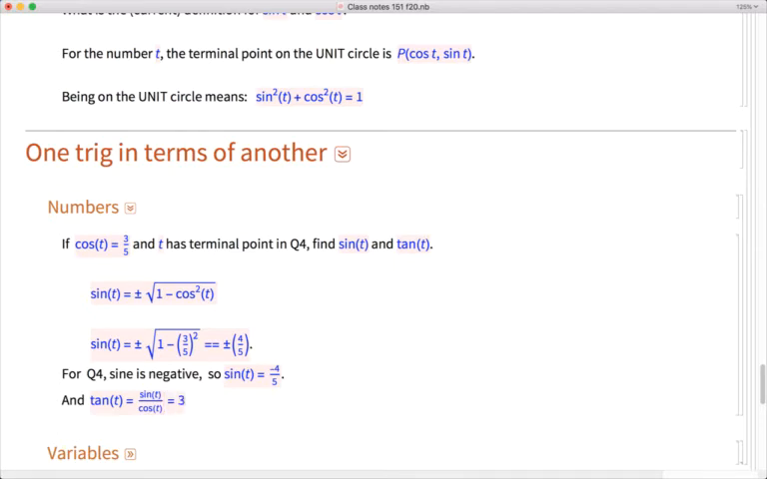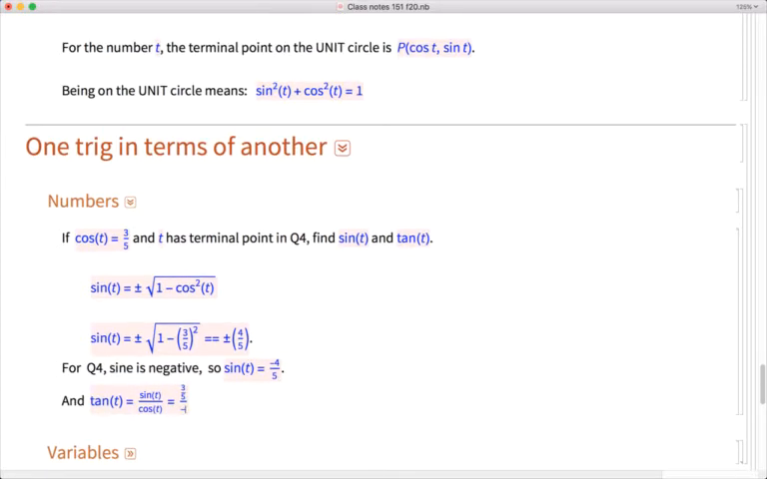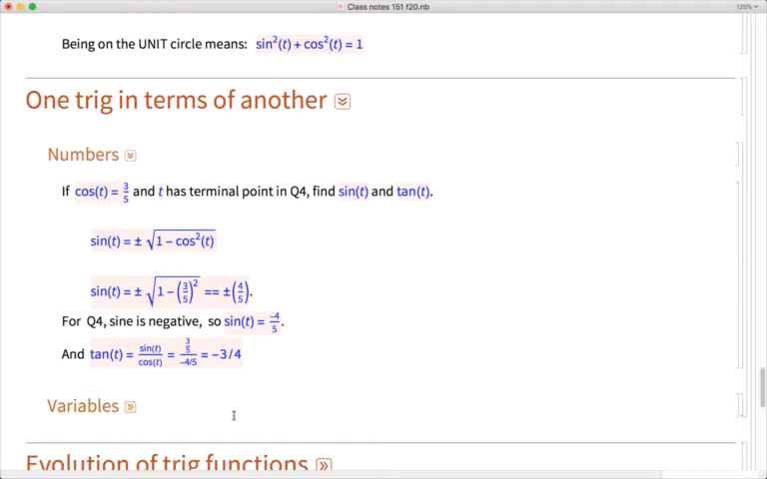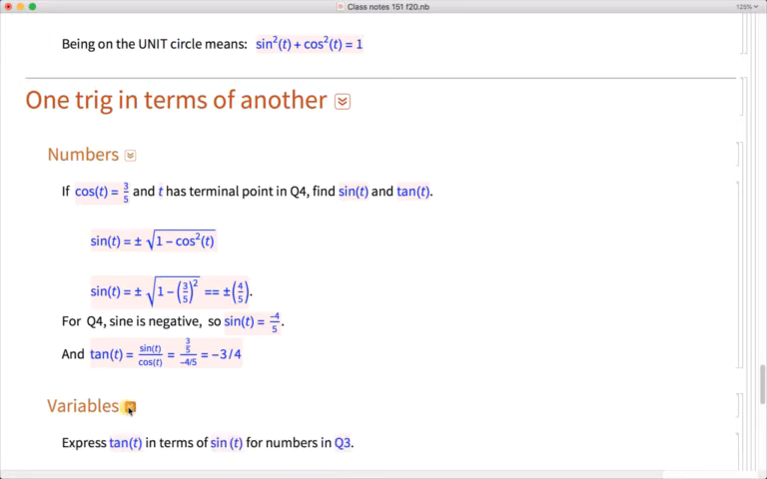And for the tangent of t, we don't have to do anything more than just use the fact that it's sine over cosine. So the cosine was 3/5. That's the one that we were given. We just computed that the sine is negative 4/5. So this will simplify down to negative 3/4.